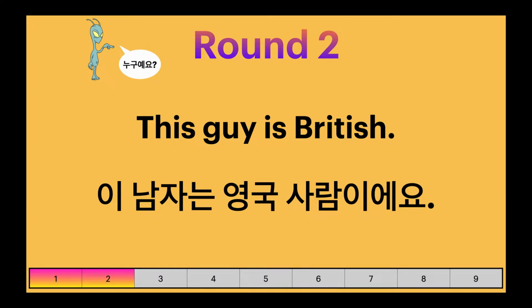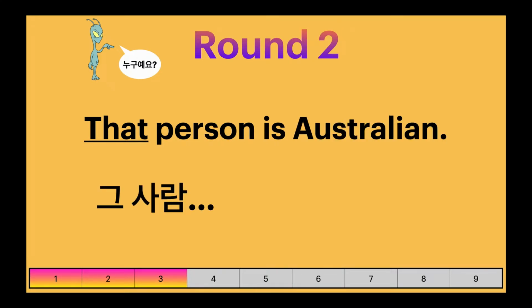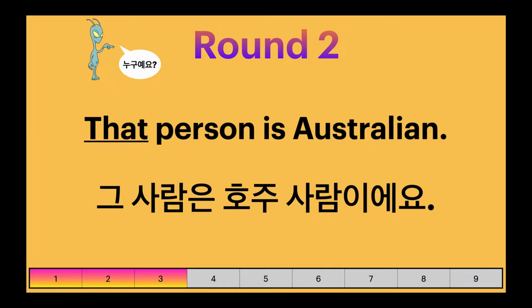이 남자는 영국 사람이에요. Remember that 영국 means England or the UK, and 사람 is person. So to say that someone is British, you will say a UK person. That person. 그 사람. That person is Australian. 그 사람은 호주 사람이에요.